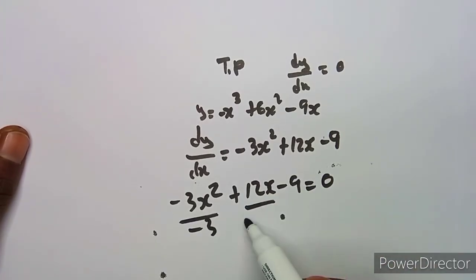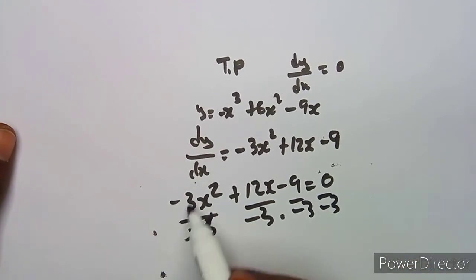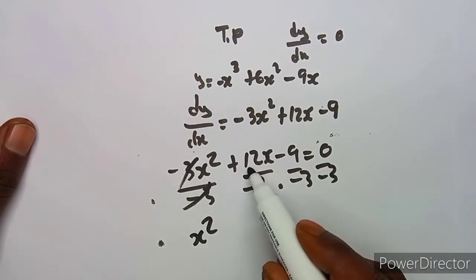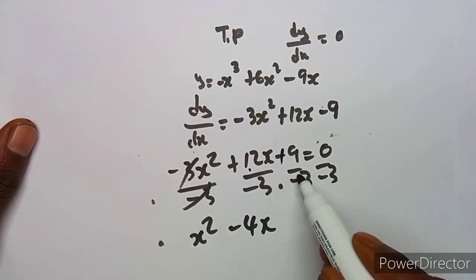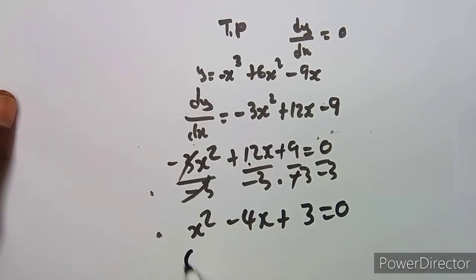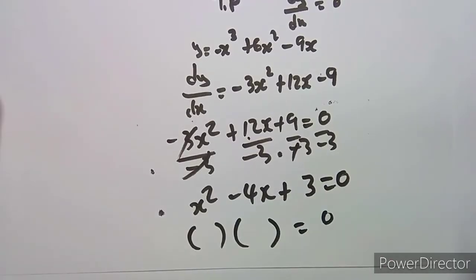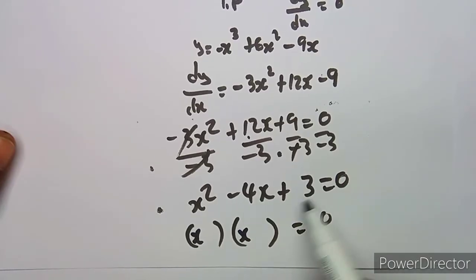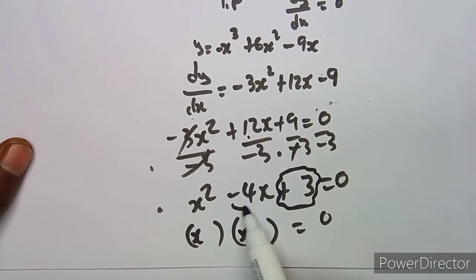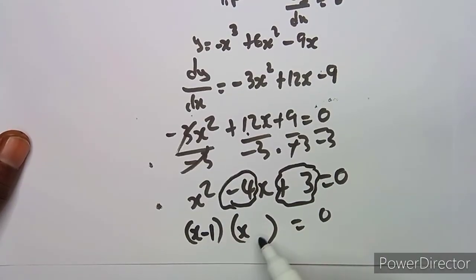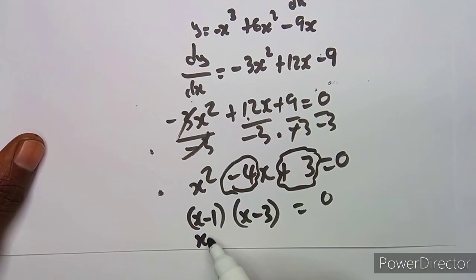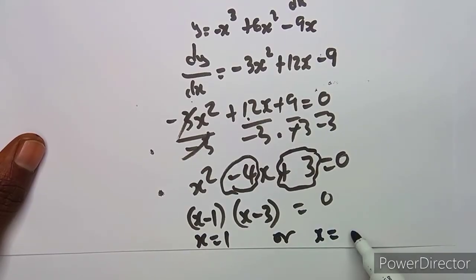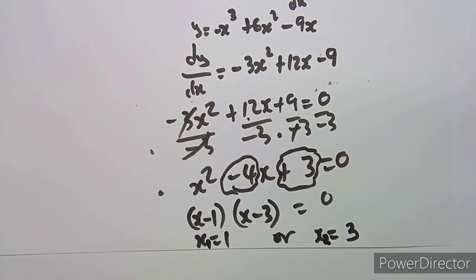Then you can divide by -3 so that you can solve in an easier way. That's x squared minus 4x plus 3 is equal to 0. You can actually use factorization or the quadratic formula, whatever method you want. We need factors of 3 that add to get minus 4. That's minus 1 and minus 3. Okay, so x is equal to 1 or x is equal to 3. All right, so that's our x1 and x2, so that we can differentiate our turning points.